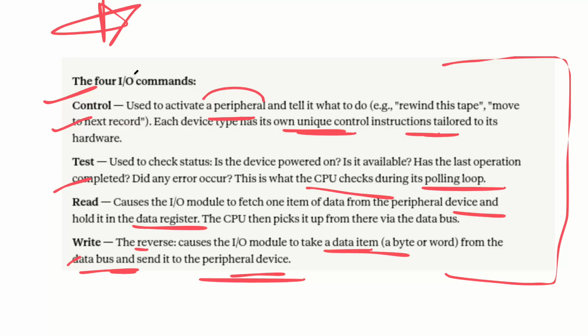So each of these devices has its own control signals. Control is basically used to tell the device what to do. Now there is test. This test is what the CPU is periodically checking. It's actually checking the status.